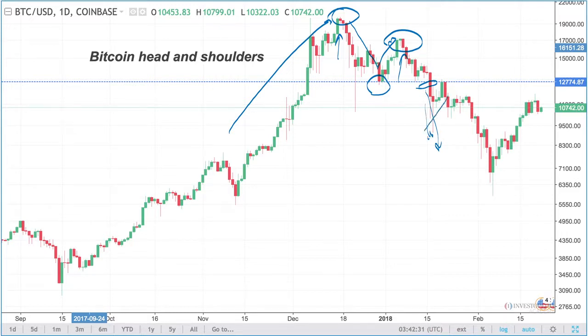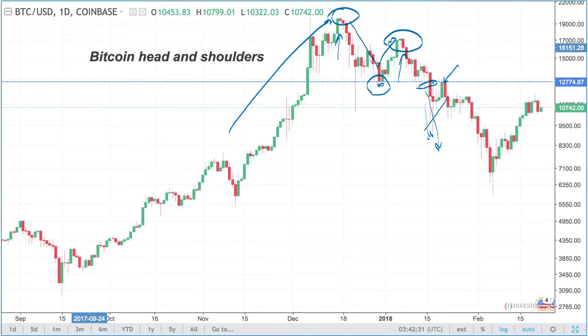And then it bounced. But what's key about this chart is that what once was support at this neckline then turns into resistance. So you can see there was a battle going on here with the buyers and sellers. So this was support during the neckline, but once it was broken, it became resistance. Prices were unable to get above 12,774.